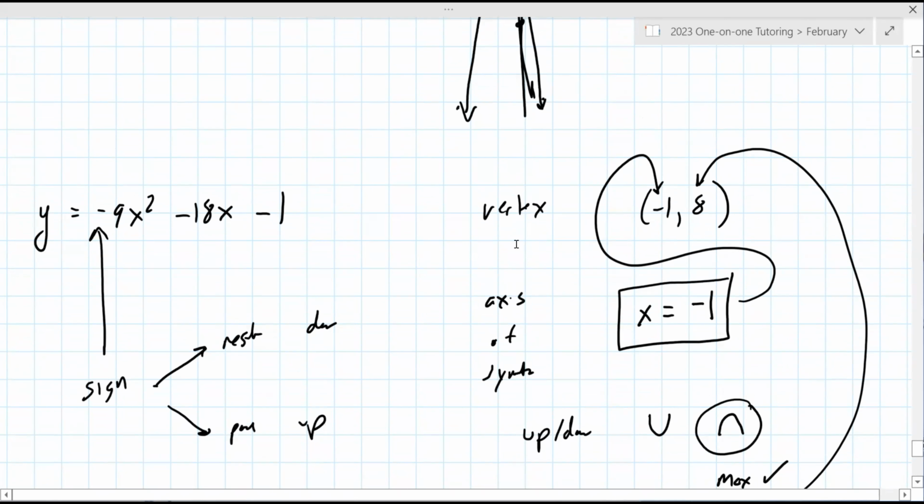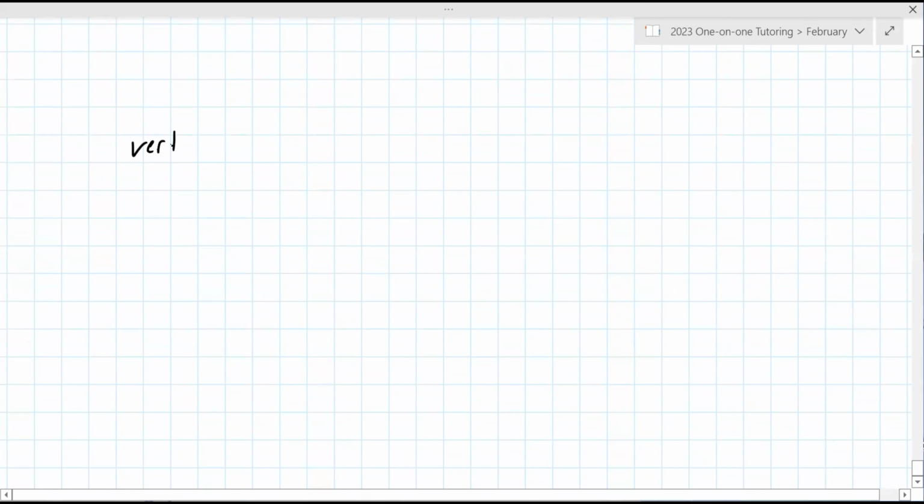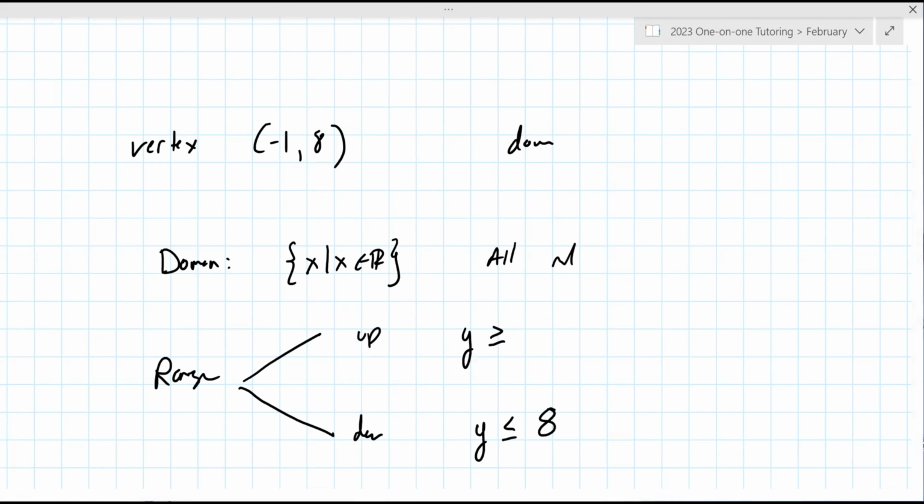Okay. Now the vertex tells you another important thing that we can talk about here. The vertex of this problem is -1,8, and we know that it opens down. We can now talk about domain and range real quick. Do you remember domain from class? Yeah, domain is all real numbers. Are you writing it this way in class? No, we just write all real numbers. Okay. And how about range? Oh, that's right, you use inequalities. So range depends on whether it opens up or down. So it opens down, so y is less than or equal to 8. That's right. That's perfect.